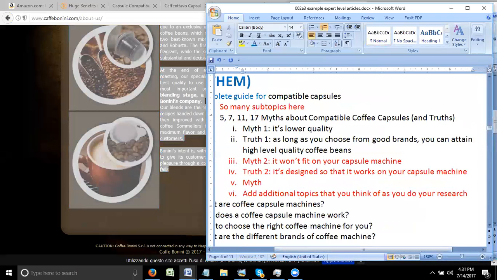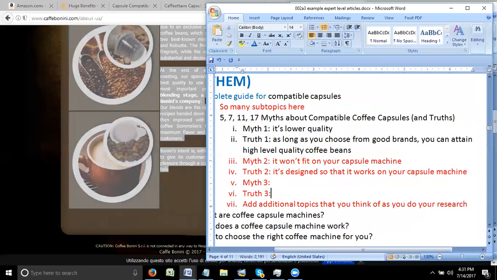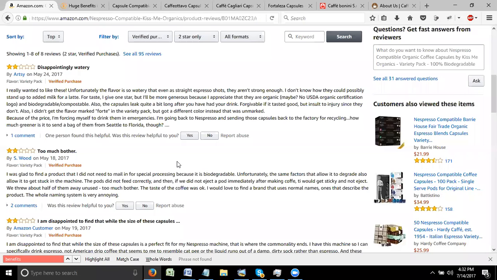And myth number 3, truth number 3. You can't return it if you encounter any problems. You can return it within the refund, because I got this idea because there were a lot of people who were complaining in Amazon that they could not return it.